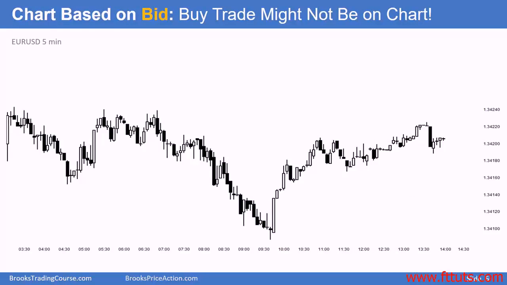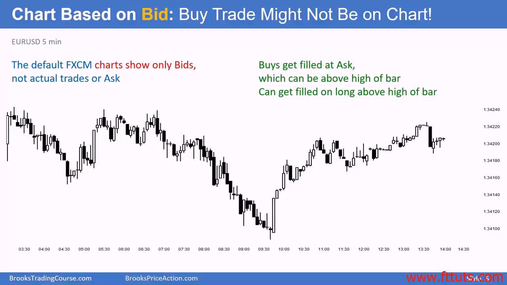Now, there's something that's interesting about Forex charts that is different from other types of charts, stock market charts and futures charts. Now, I said that the default for FXCM charts is that they only show bids, not actual trades and not the ask. And because of that, buys, which always get filled at the ask, can be above the high of the bar. So you can get filled on a long above the high of the bar. If you're trying to buy, you're going to get filled at the ask. And the ask is always above the bid. And the high of this bar is based upon the bid because every price on the chart is based upon the bid.